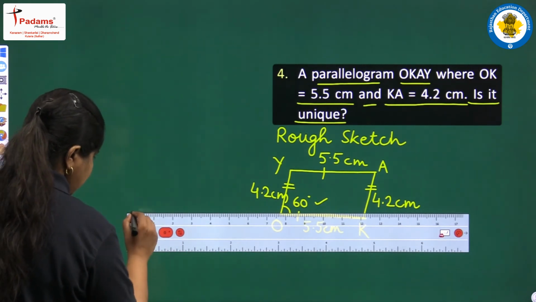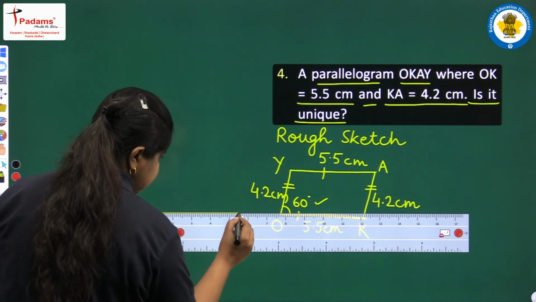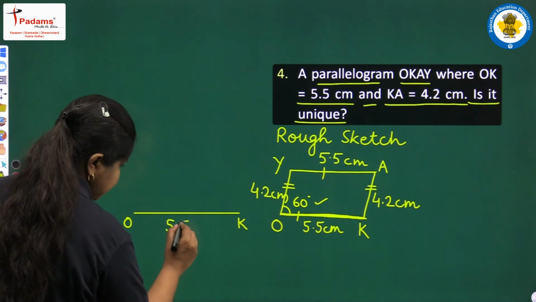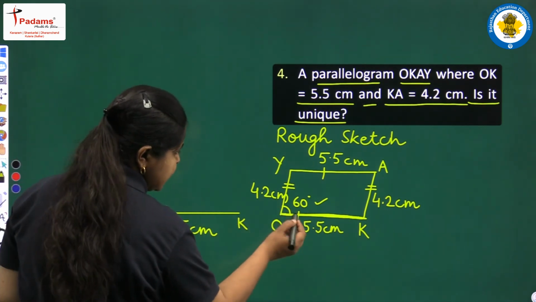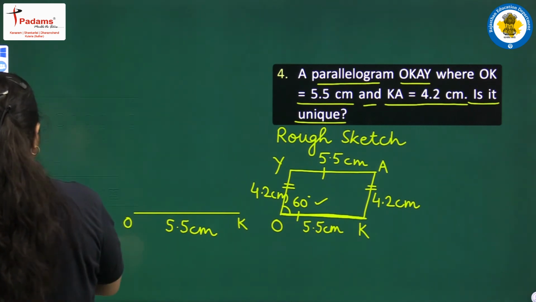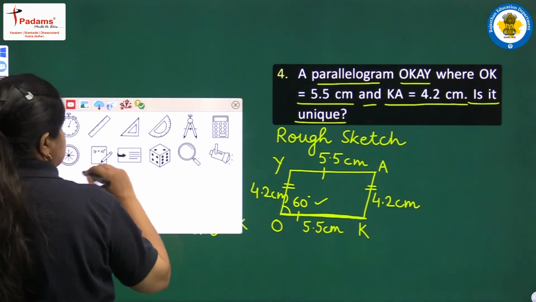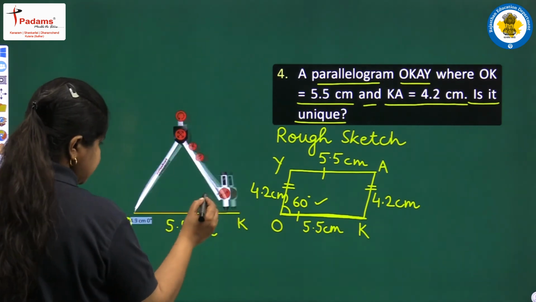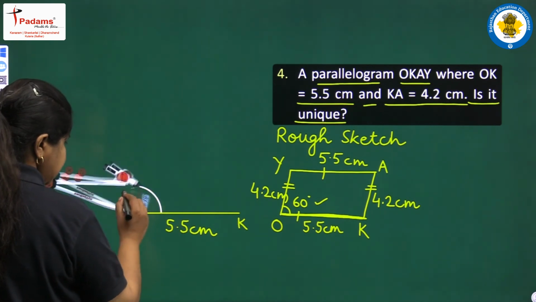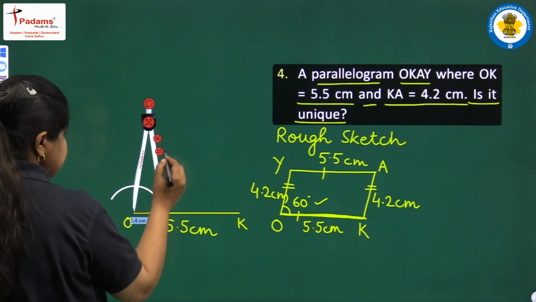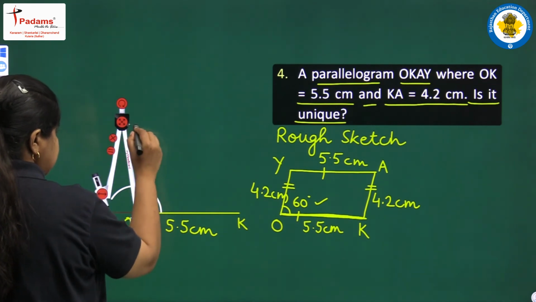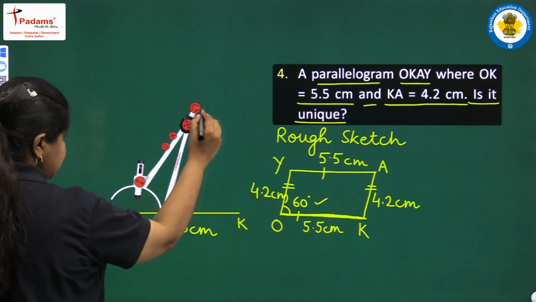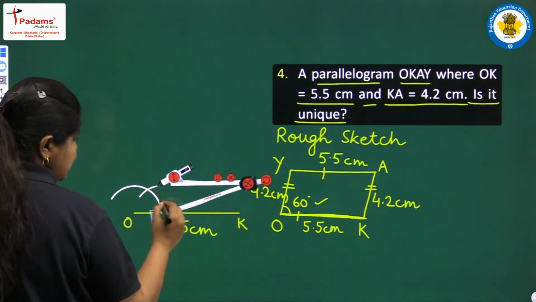We take this point and this is 5.5 OK, 5.5 centimeters long. Then we will construct an angle of 60 degree at point O. So we bring the compass into picture, keeping the center at point O and any radius. We will draw one arc in this way, and then with the same radius, taking the center at this one, you can see with the same radius we will draw one more arc in this way.